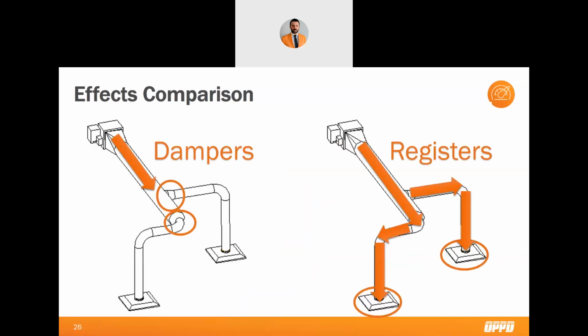And putting these two methods side by side so you can see the airflow situation by comparison, opening or closing dampers can move air to another takeoff sooner than opening or closing registers can.